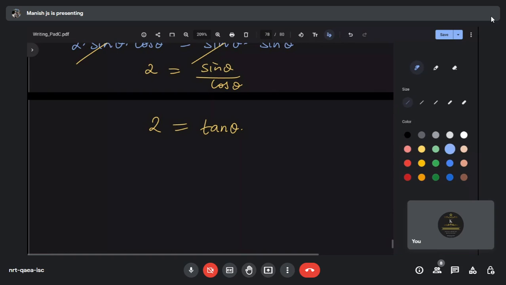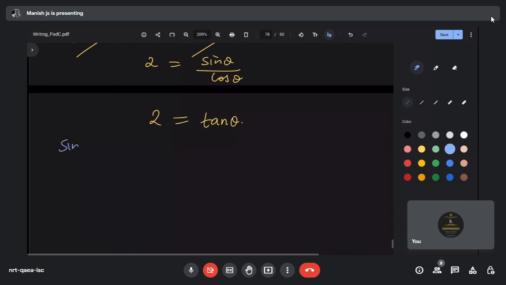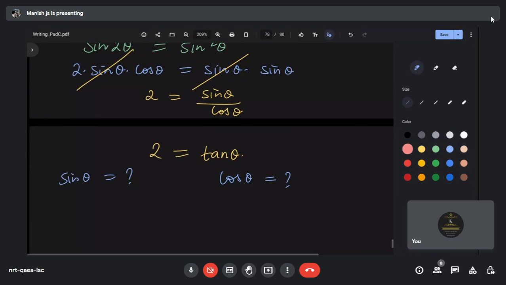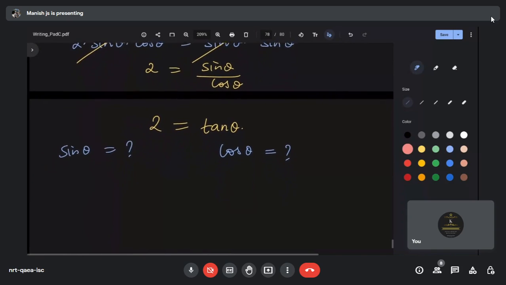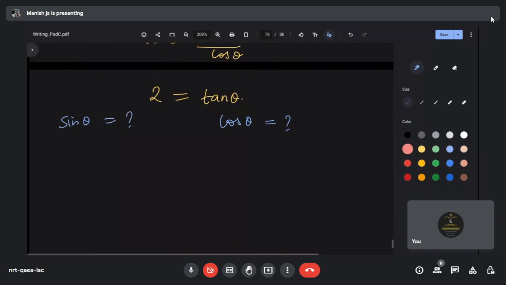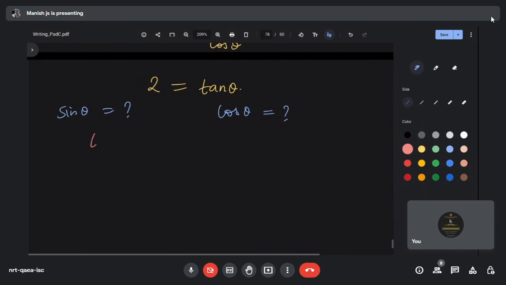If the tan theta value is 2, can you tell me what is sin theta and cos theta? What is the value of sin and cos? Come on, go relate it. What is tan theta? Trigonometric ratios. Opposite by adjacent is 2 by 1.